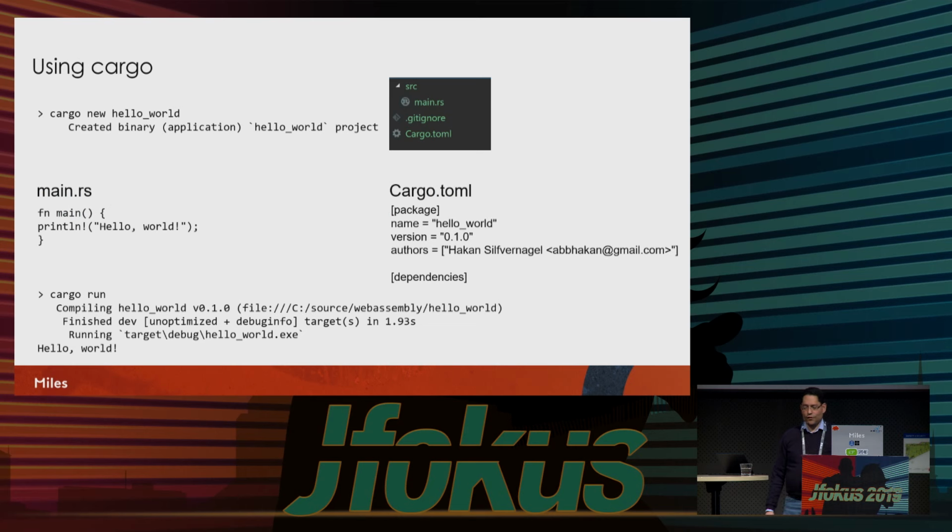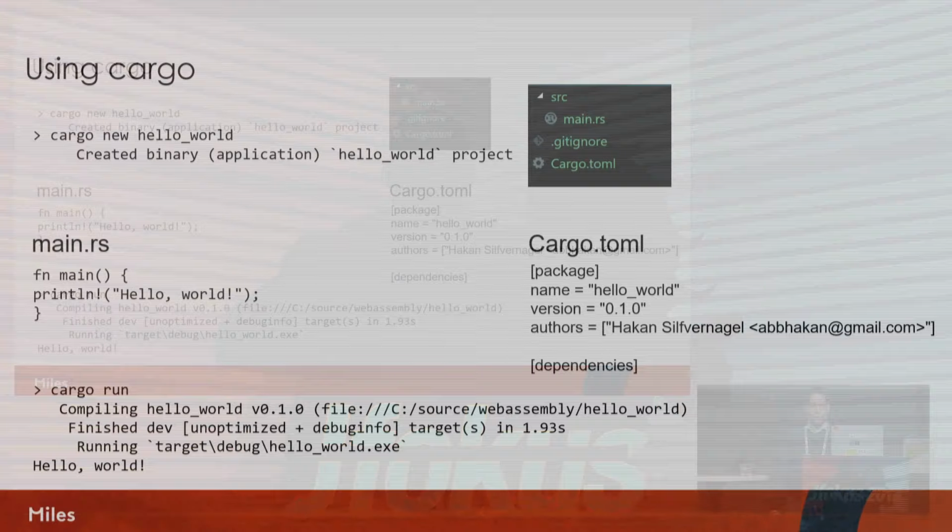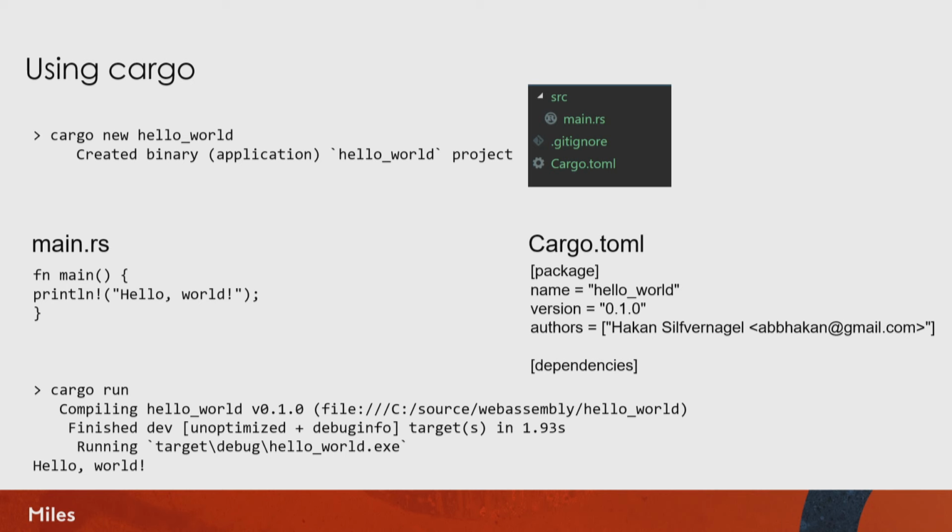But we can also use Cargo to get a stub for a project. If we run cargo new hello world, Cargo will create an application, or a project, called hello world. So we get the source folder, the main Rust file, and also the Cargo.toml file. In the main Rust file, we can implement the main function, which is again printing out hello world. And the Cargo.toml file is a package definition.